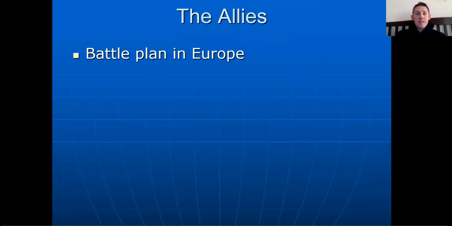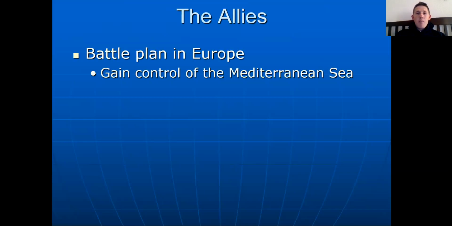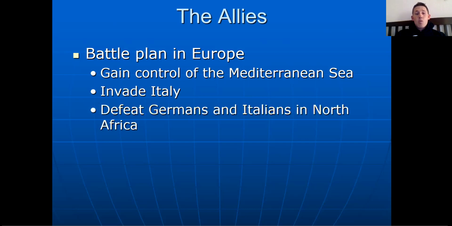Okay, so the Allies, here was our battle plan. Our battle plan was to gain control of the Mediterranean Sea, the area below Italy, the area below Europe, between Africa and Europe. We were going to invade Italy from the south. Okay, so once we defeat the Germans and Italians in North Africa, then we can go and kind of take over actual Italy.